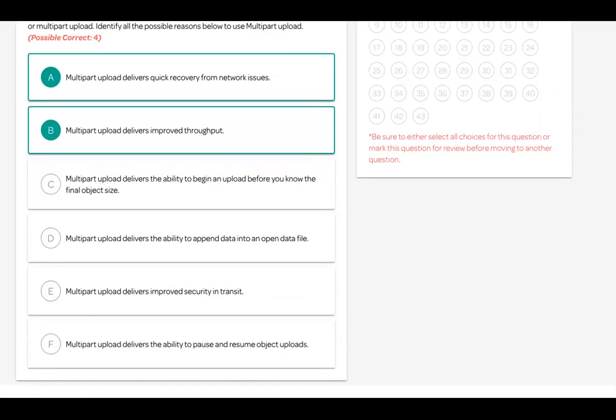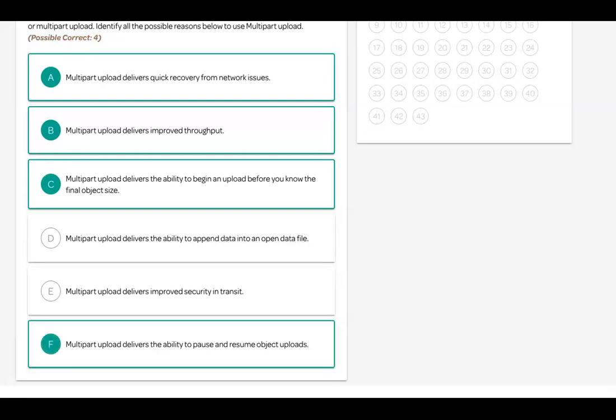Multi-part upload delivers the ability to begin an upload before you know the file object size. That is true. Multi-part upload delivers the ability to append data into an open file. Not sure. Multi-part upload delivers improved security in transit. Not sure. Actually, that is not true. Multi-part upload delivers the ability to pause and resume the object uploads. That is true.